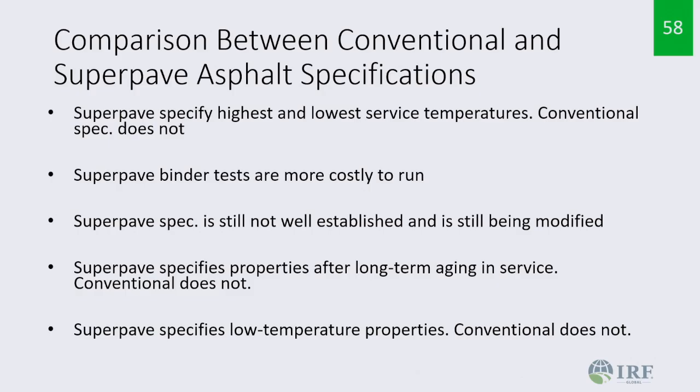SuperPave specifies properties after long-term aging in service. Conventional does not. SuperPave specifies load, I think that is just a repetition of this. Conventional does not. So that is the advantage we have if we are using SuperPave. There are more things that we can read about. This is more of exposition, and the various tests themselves, how we conduct them. And nowadays, I always say, luckily, because of YouTube, you can look at some of the videos of the various tests that we've talked about, how they are done.